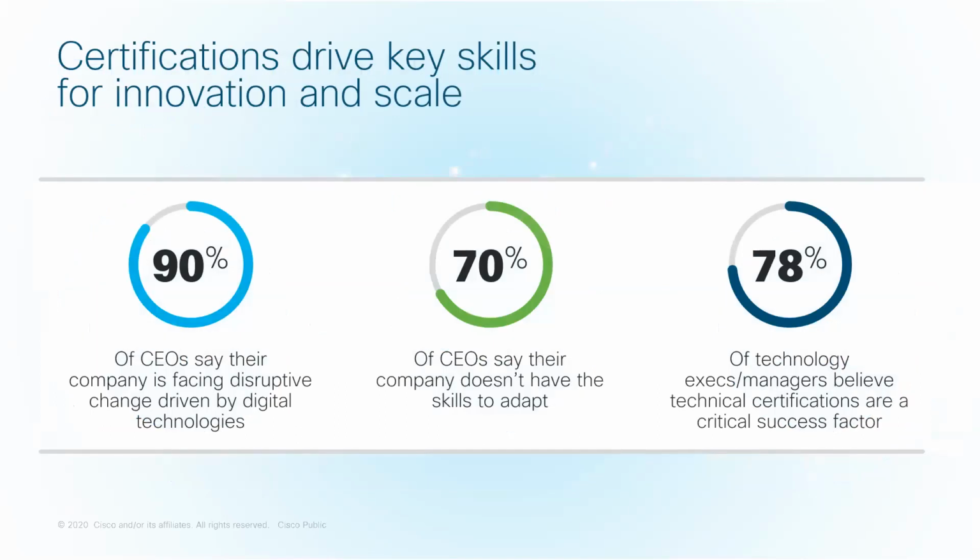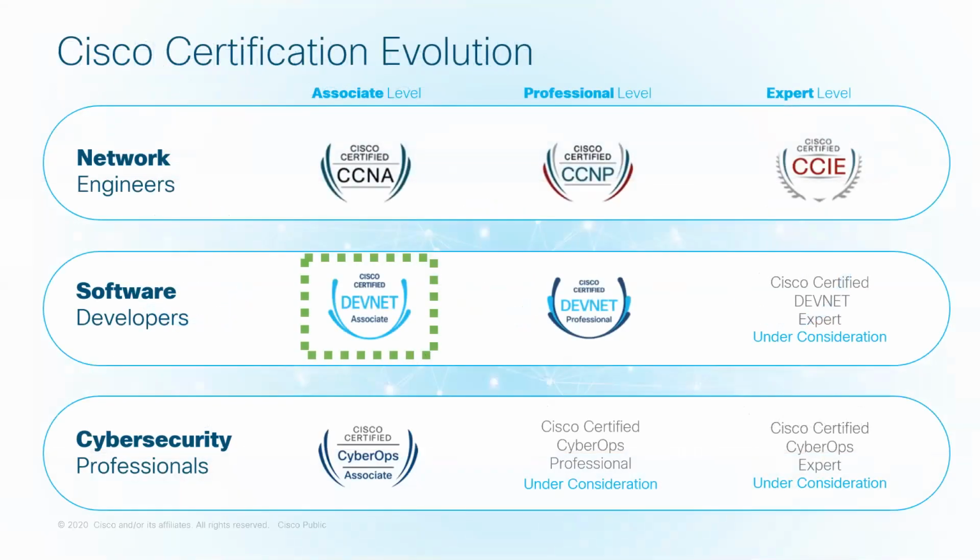And the answer to that question could be certifications. Based on our research, 90% of CEOs say their company is facing a disruptive change driven by these new digital technologies. At the same time, 70% of CEOs say their companies do not have the skills to really be able to adapt at this moment. However, 78% of them believe that technical certifications are the critical success factor for their success. And therefore, in Cisco, we are periodically working with our key partners to identify the skills that are needed in real world jobs to succeed with digital transformation.